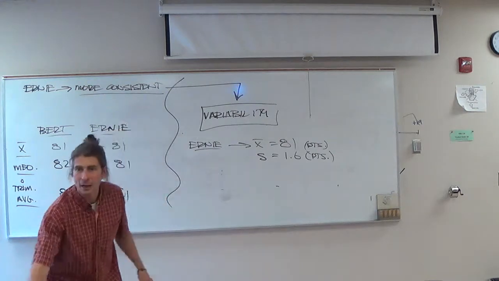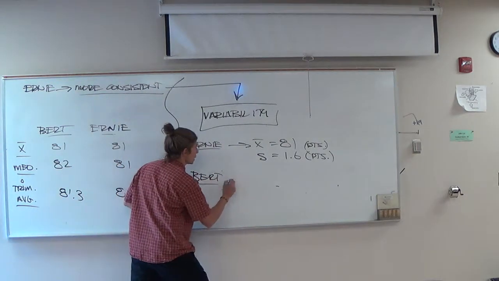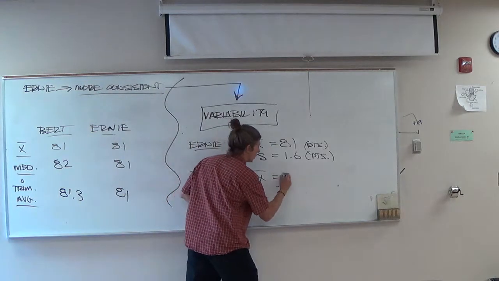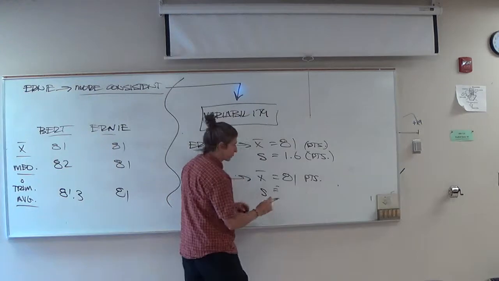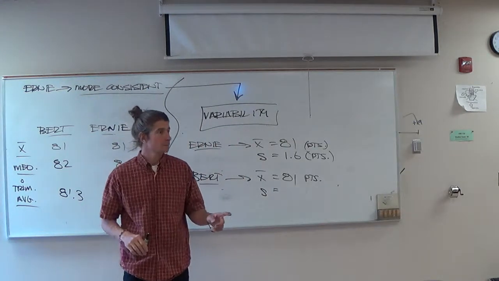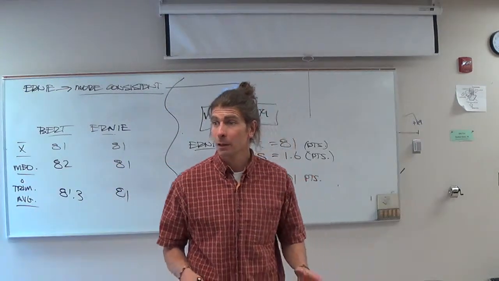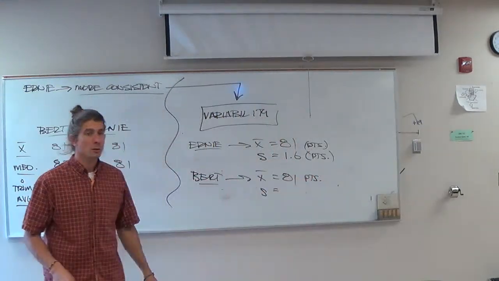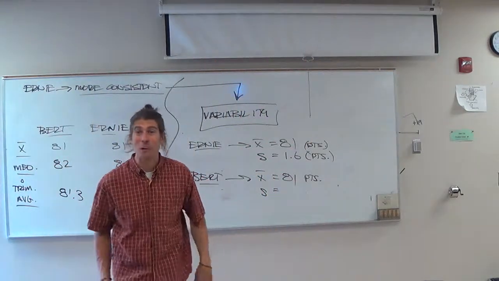So here's a question for you guys. What's Bert's? We know his average is 81 points. What's his standard deviation? What do you think? Guess first. Guess right now. How many points? More or less than 1.6? More. Probably more. Give me a number. 20. 20 it is! There's our one vote.